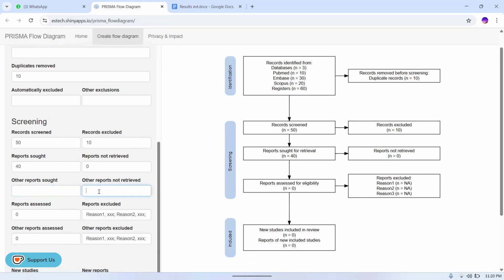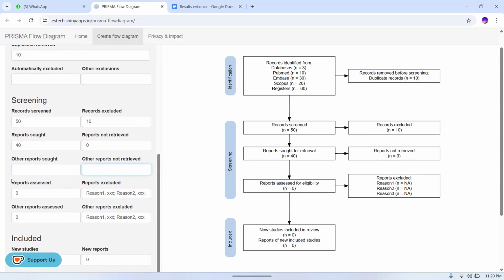Other reports not retrieved, nothing. Report assessed now. Report assessed for eligibility is same as that report sought, so I would write 0. Now, reports excluded. So I now here in this box would basically write the reasons for exclusion.